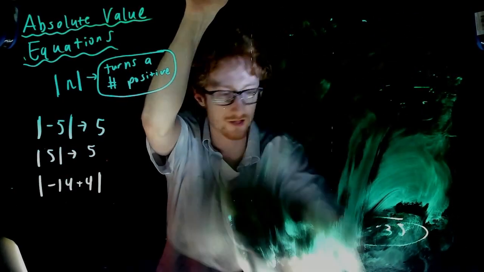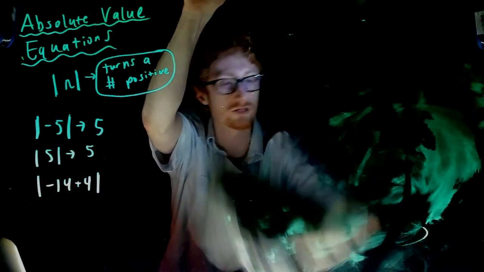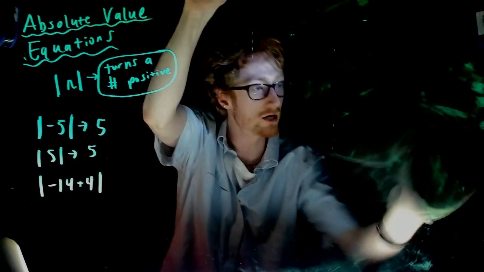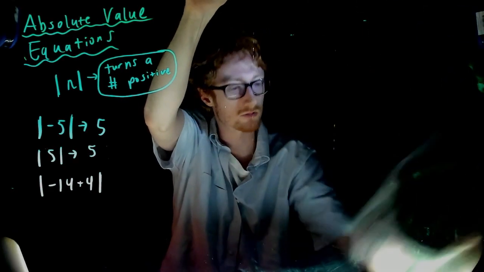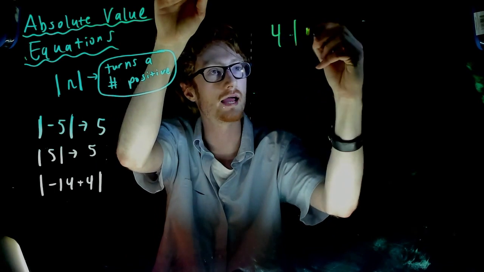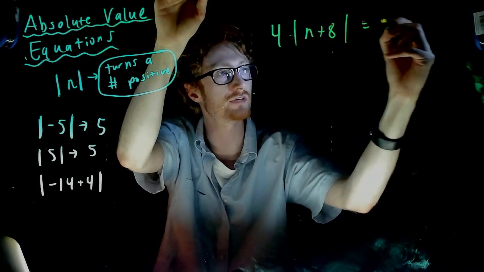However, I'm not going to do that just because I want to make sure you get used to always getting the absolute value bars by themselves first and then doing the split, okay? So let's do one like this. Let's do 4 times the absolute value of n plus 8 equals 56, okay?